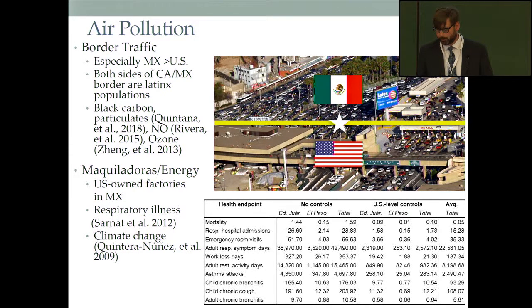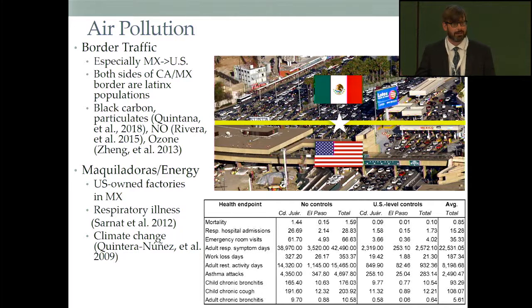How it affects people, or would affect people, when there are no controls. The idea is that we have choices between relatively lighter controls on the Mexico side and US levels of control. You can see that when there are no controls, it hits the Mexico side of the El Paso-Ciudad Juarez border pretty hard. When you just look at symptom days, which is days when people report respiratory distress, it's 38,970 versus 3,520 on the El Paso side.